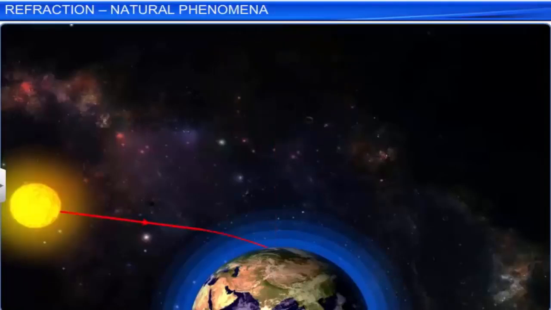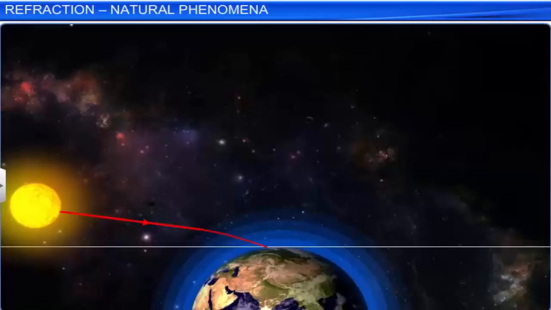Knowledge of atmospheric refraction is useful in understanding some natural phenomena. The apparent position of any heavenly body is a little above its actual position with respect to an observer on earth. Observe how the apparent position changes with a change in the actual position of the sun.